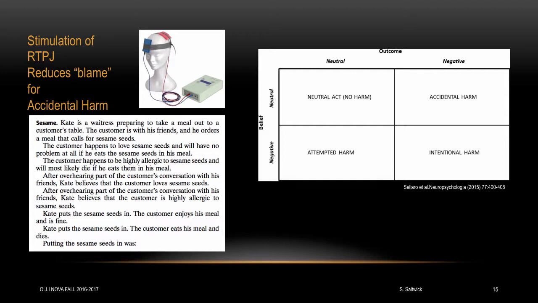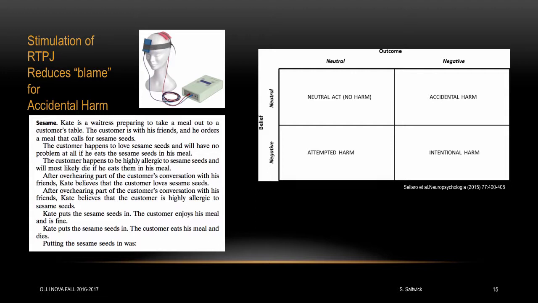In this scenario, there's a customer in a restaurant. Now, something's going to happen to this customer, and we'll set up a context and an outcome depending upon whether they're allergic to sesame seeds or not. Some of the people in this experiment are going to hear that the customer loves sesame seeds and he's just fine in terms of, he has no problem in terms of eating them.